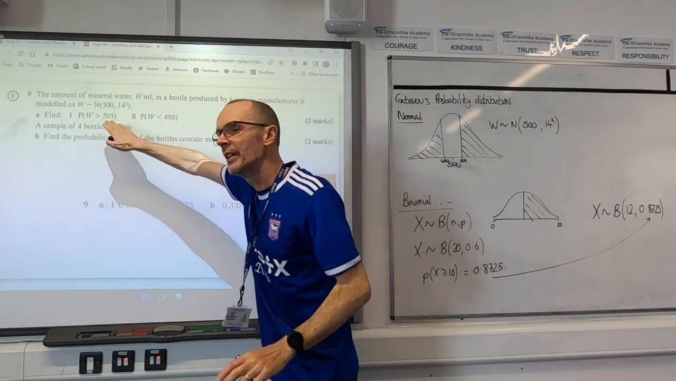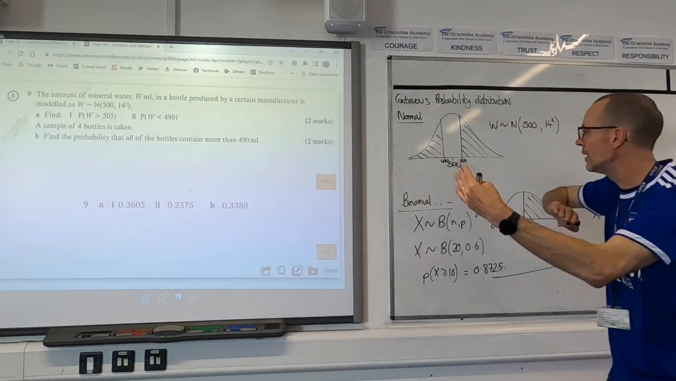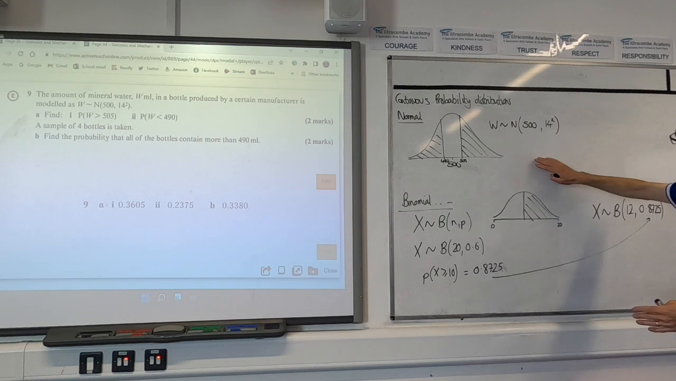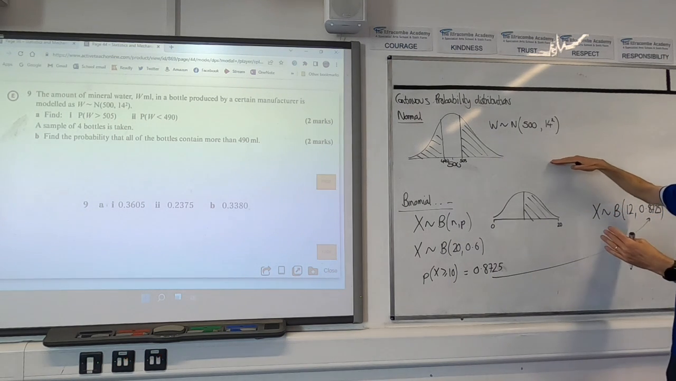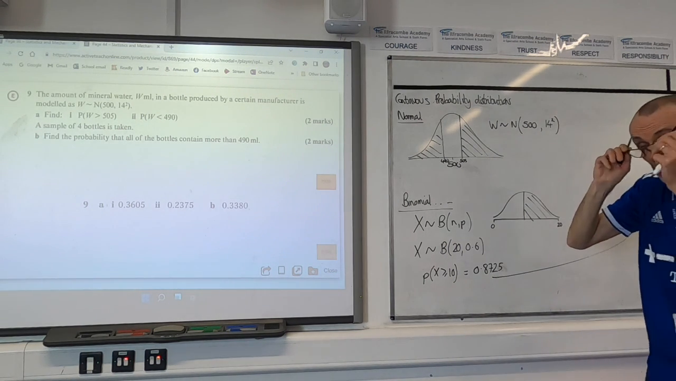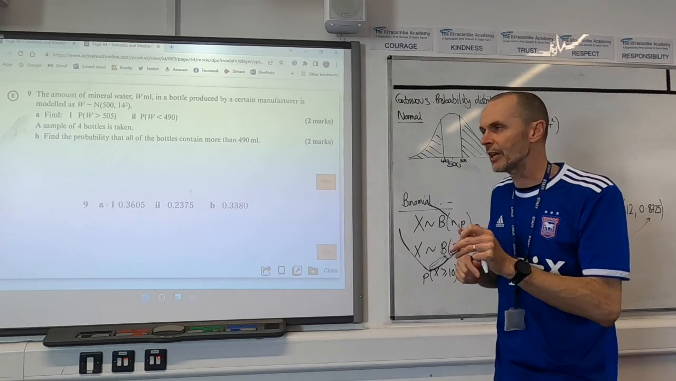So for this one, we've got a lower of 505, but what we don't know is the upper, because with the binomial, that's fixed. You're doing it a certain number of times. But with the normal, well, you know, we don't know what the biggest possible is. So we've got a couple of things we need to consider.